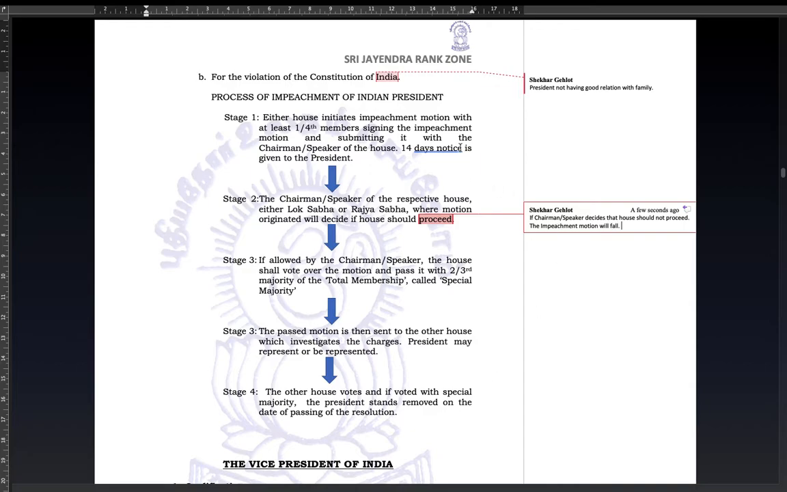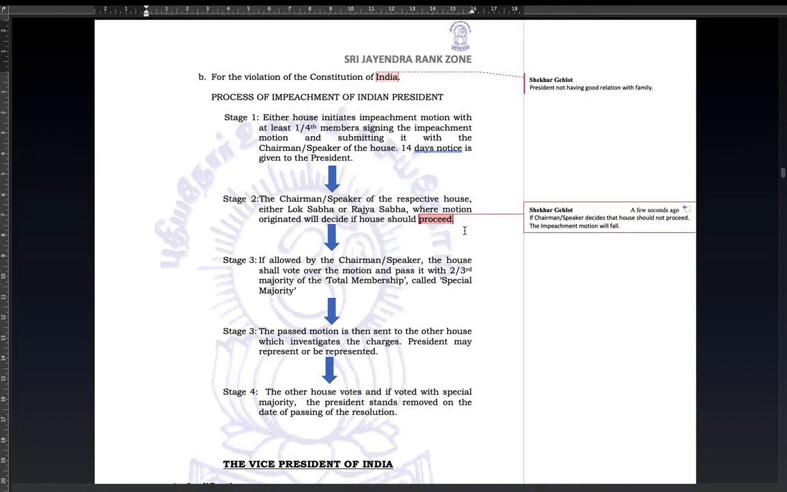Okay, so the first stage is one-fourth members will sign the impeachment motion. They will write what grievance they have with the president, or what provision of the constitution the president of India has violated in their opinion, and then they will give a 14 days notice to the president, and then they will submit it to the chairman or speaker. Then the chairman or speaker will decide after reading all this whether the house should proceed on this particular motion, and if he comes to the conclusion that the president of India has not violated any constitutional law in his opinion, then he will decide that the house should not proceed and the impeachment motion will fall.